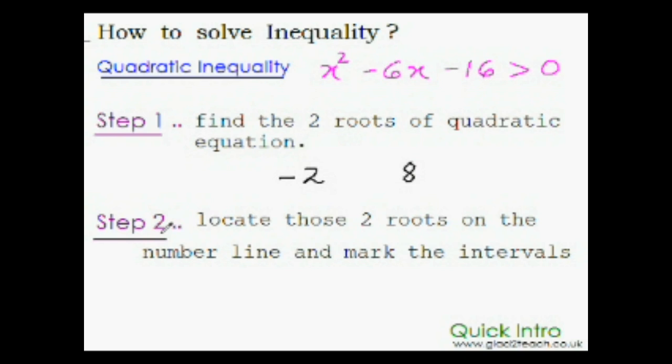Now come to step number 2. Just locate these two roots on the number line. Just make this number line, and minus 2 you can put here towards the left and 8 will be towards the right.